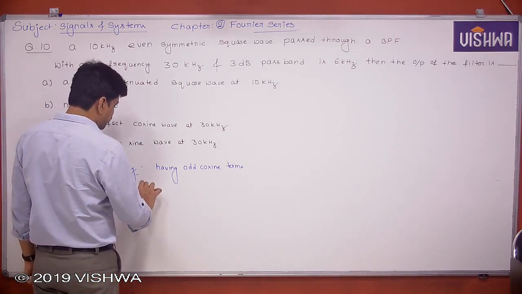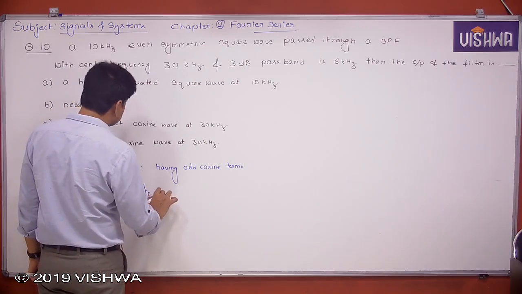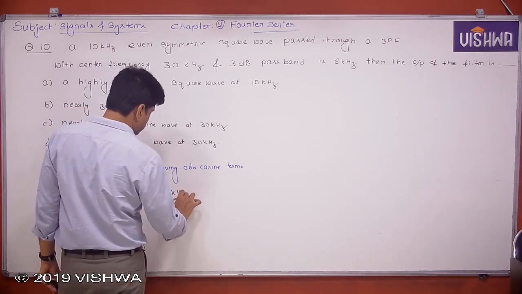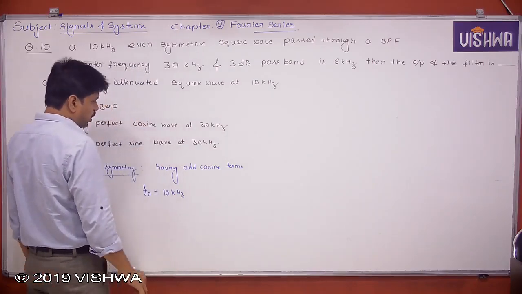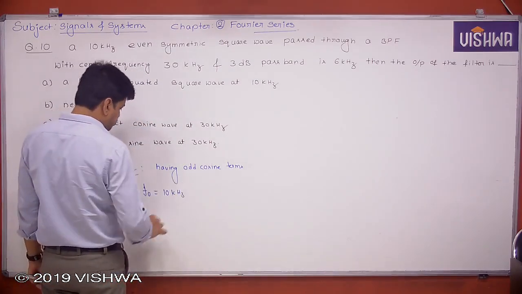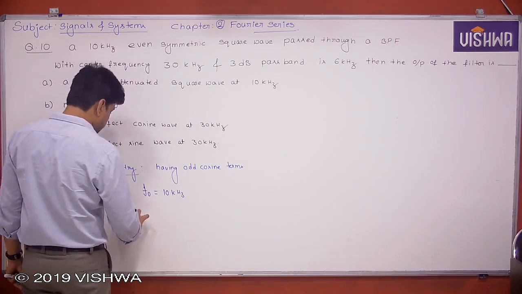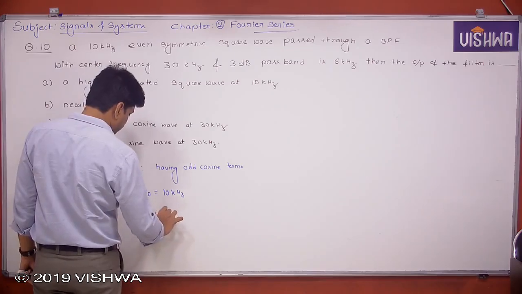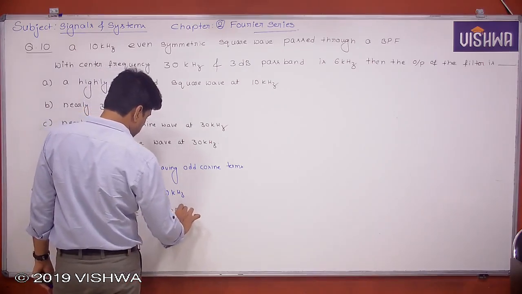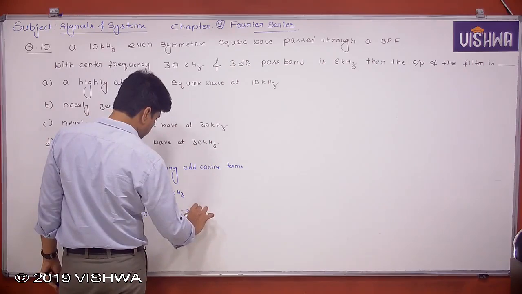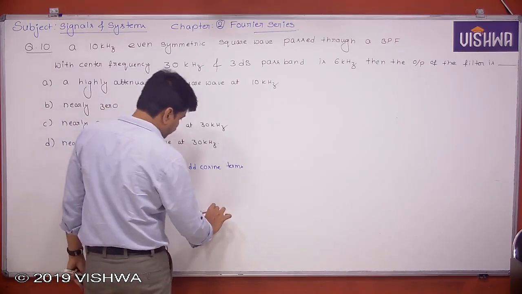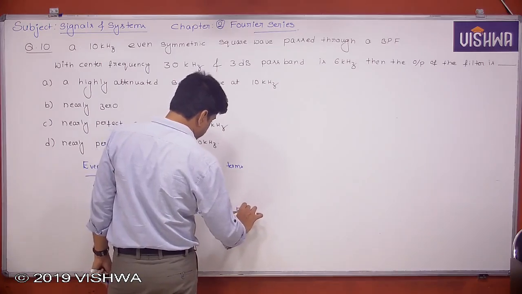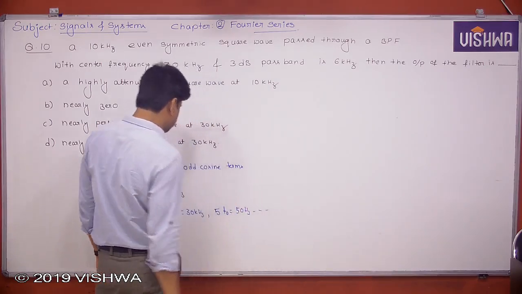First, what is the fundamental frequency? F naught is given as 10 kilohertz. Then what kind of frequencies does it have, odd cosine terms meaning? F naught, which is 10 kilohertz, and 3F naught, which is 30 kilohertz, and 5F naught, that is 50 kilohertz. These are the kind of frequencies we are having.